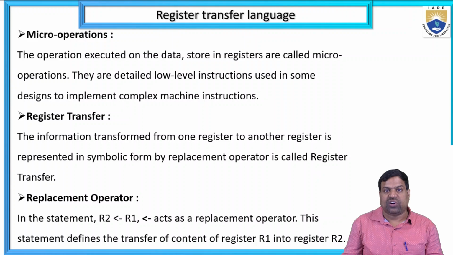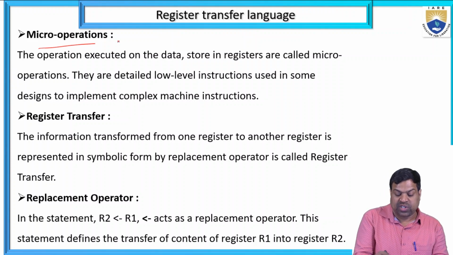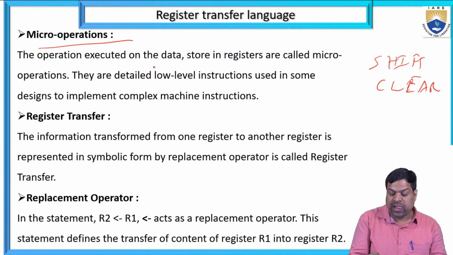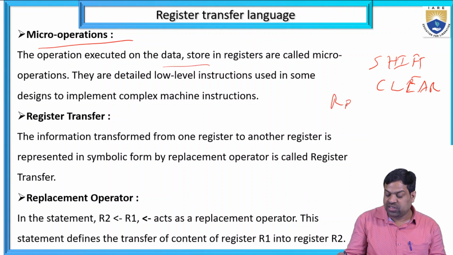So micro operations are operations executed on the data stored in registers. They are detailed low-level instructions used in some designs to implement complex machine instructions. And register transfer is nothing but the information transferred from one register to another register, represented in symbolic form of replacement operations. So in the micro operations, suppose I take a shift operation or a clear operation. For this I need a register and I need data stored in the register; these are called micro operations.